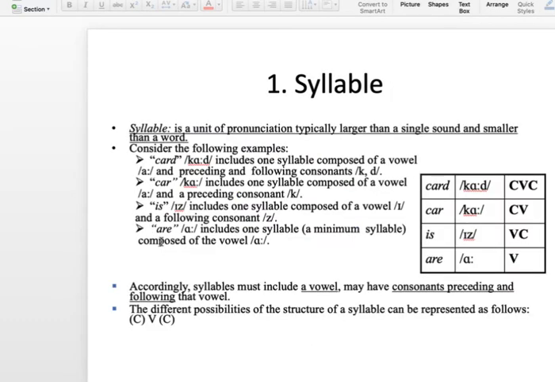In our first lecture video, we just introduced you to the concept of syllable. In all the examples, there were 4 examples that we studied, and all of them are monosyllabic items like card, car, is, are. All these 4 were monosyllabic. There was only one syllable. And you have already noticed that there is only one compulsory element, that is a vowel sound. The rest of the consonant sounds coming before the vowel or after the vowel are optional elements, as shown here: C within brackets, V, and C within brackets. This is the structure.